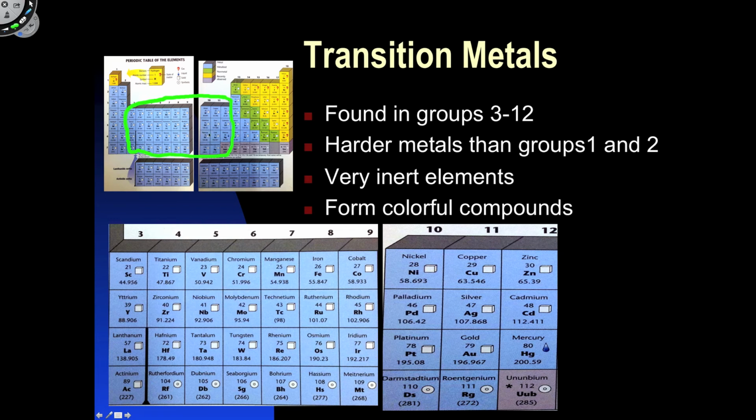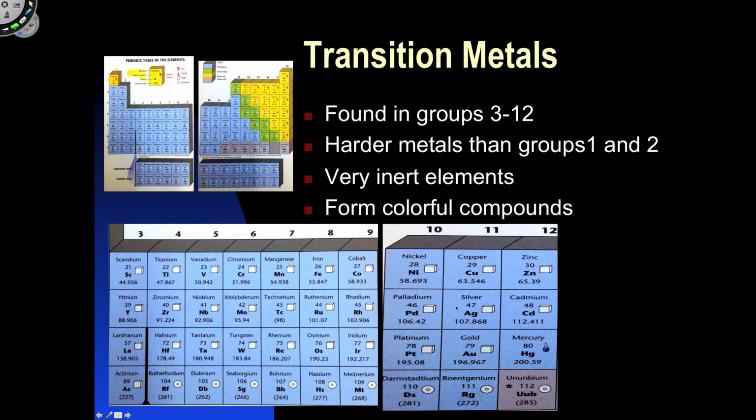So you're not going to just take something like a titanium and cut it with a knife. So they're much harder metals. They're also less reactive. They have varying valences, but they are not reactive. So sometimes they're called the inert metals.